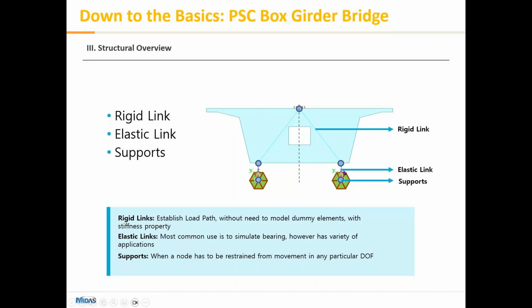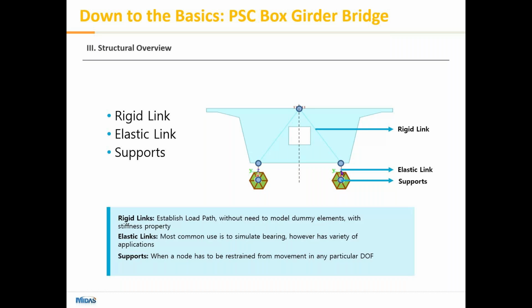Next, we have the elastic link. Elastic link is mostly used to simulate the elastic bearings in this case. So this particular elastic link can be given with different stiffnesses in the 6 degrees of freedom, 3 translational and 3 rotational. So depending upon the properties of the bearing that I'll be considering, the elastic link stiffness can be given.